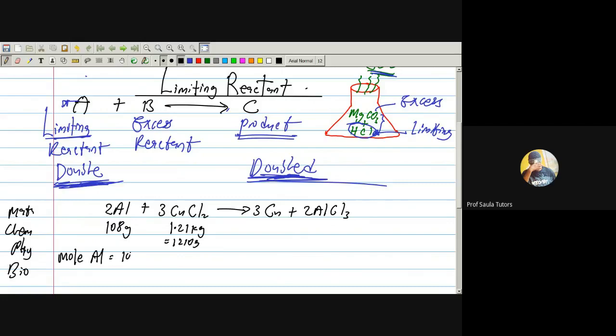Mass over molar mass, 108 over, what do you have? 27, right? Good. So what would that give me? Use your calculator. 4 moles. Good. So you have 4 moles of aluminium.